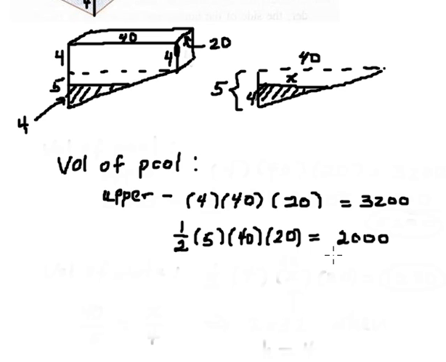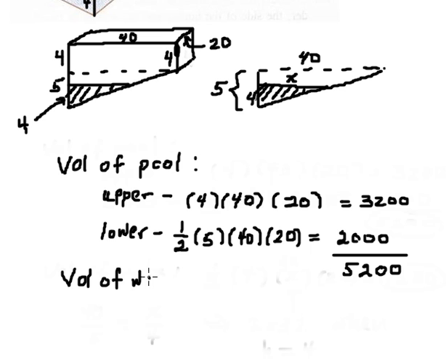So the total volume of the pool is 3,200 plus 2,000, that's 5,200 cubic feet. Alright, now let's look at, sorry, that's the upper part, this is the lower part, let me label that. That's the lower part below the dotted line. Alright, let's look now at the volume of water. That's another thickened triangle, similar to the calculation of the lower part of the pool. Okay, so now we're looking at this shaded part here.